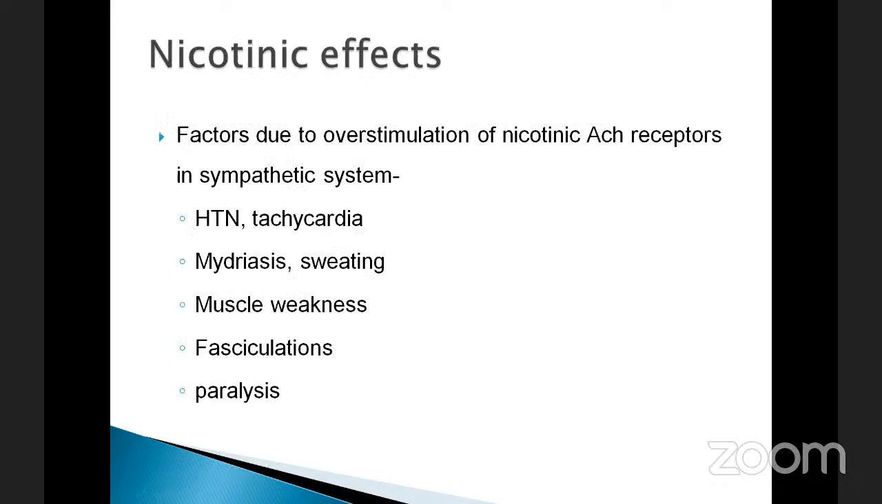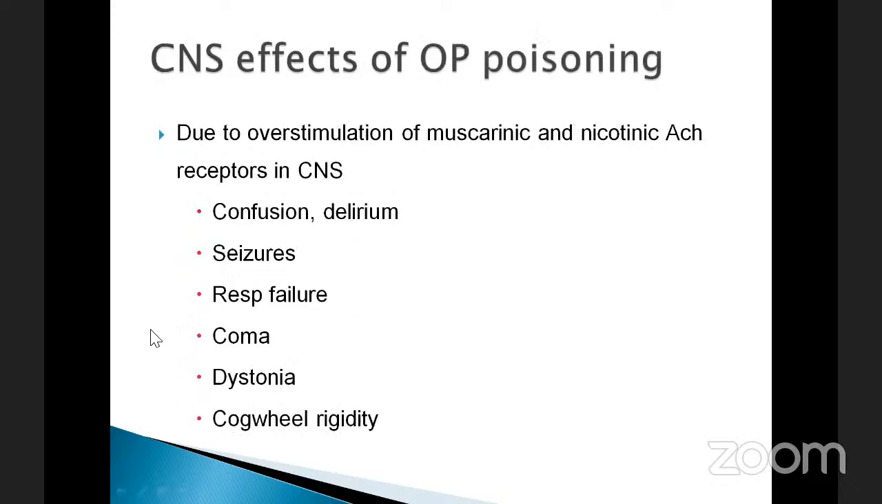Coming to nicotinic effects, these are due to overstimulation of nicotinic receptors in the sympathetic system, which includes hypertension, tachycardia, mydriasis, sweating, muscle weakness, fasciculations, and paralysis. Coming to CNS effects of OP poisoning, these are due to overstimulation of muscarinic and nicotinic receptors in the CNS. These cause confusion, delirium, seizures, respiratory failure, coma, dystonia, and cogwheel rigidity.